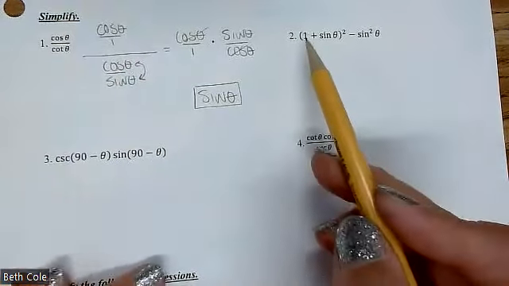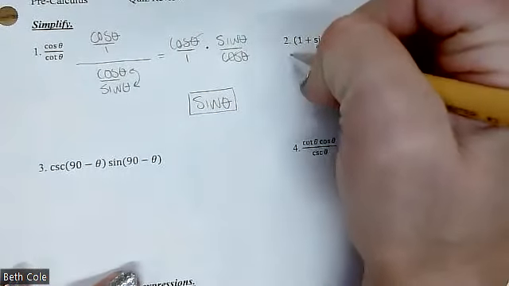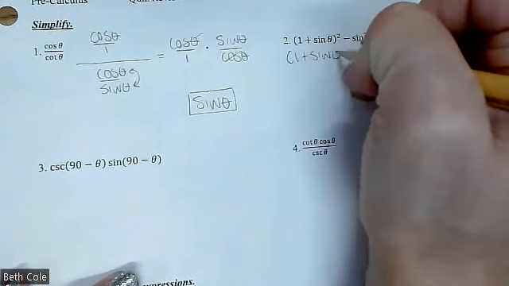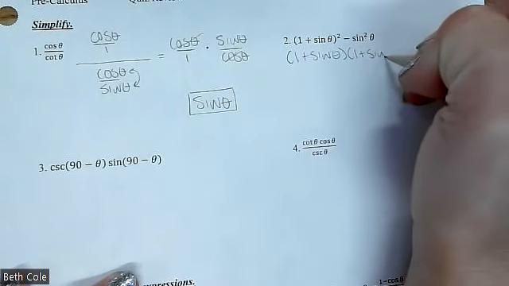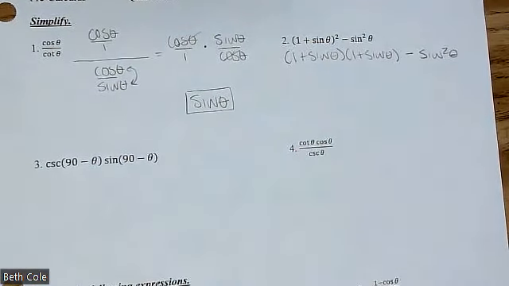So look at the second one. Do you see how it's 1 plus sine of theta squared? That means that you're going to have to write that twice. It means it is a twin. So I'm just writing that twice. And then we have minus sine squared. I just threw that at the end because it's there. So we're going to multiply this all together.